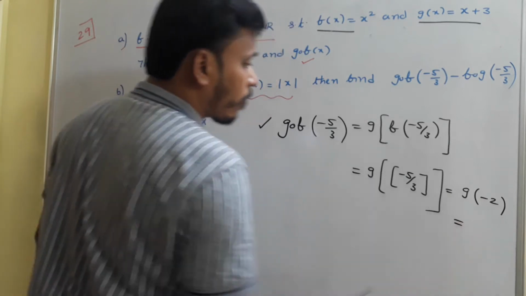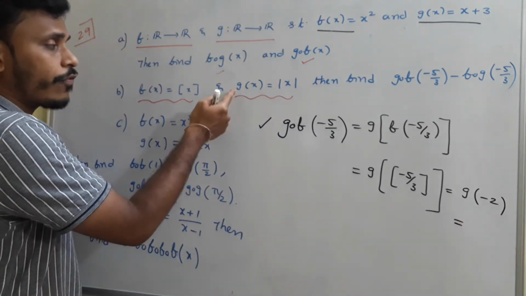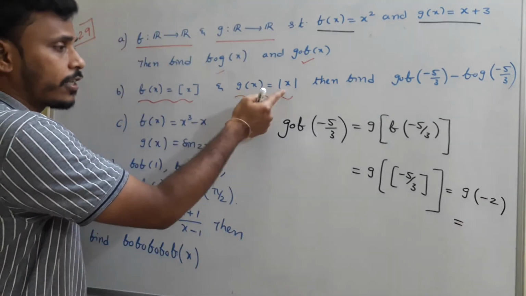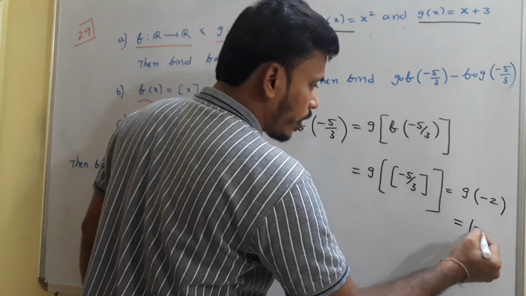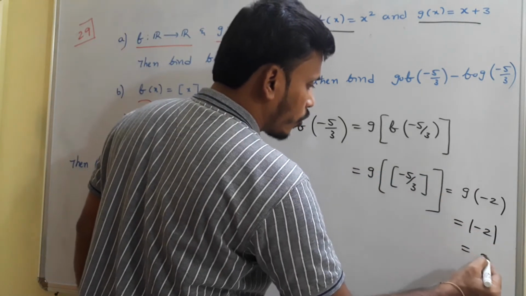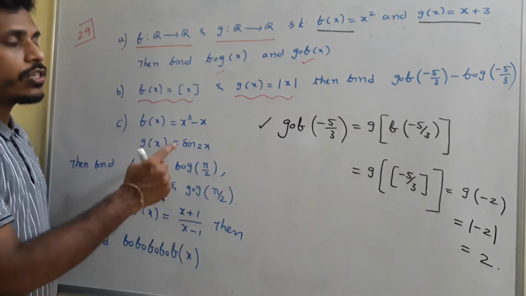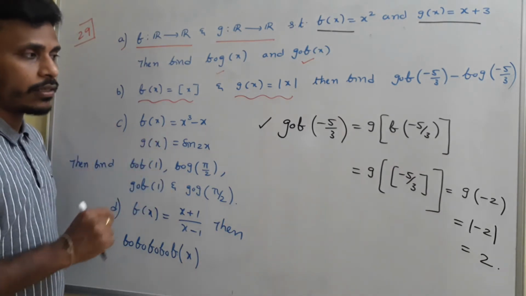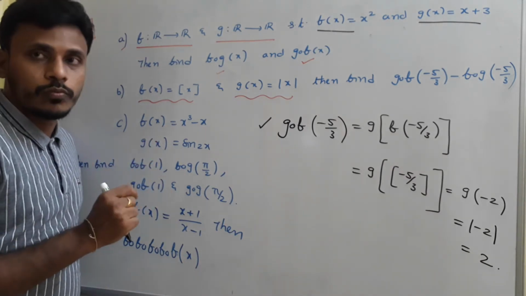Since it is g of minus 2, now use the second function g. For x it is mod x. For minus 2 it is modulus of minus 2. So your value is 2. So g circle f of minus 5 by 3, your value is 2.